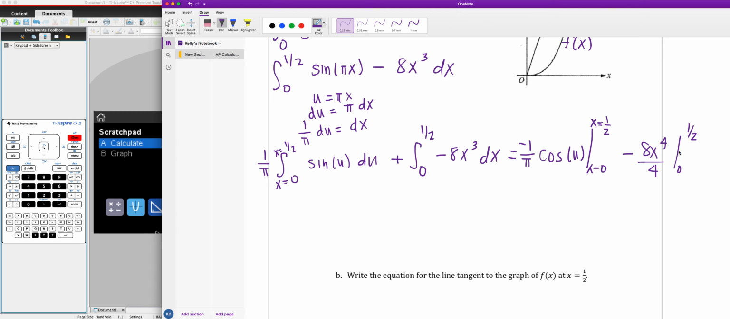Now I have to be extremely careful here. I can plug in the bounds on the second piece, but on this first piece with the cosine, I have to sub the u back in first.